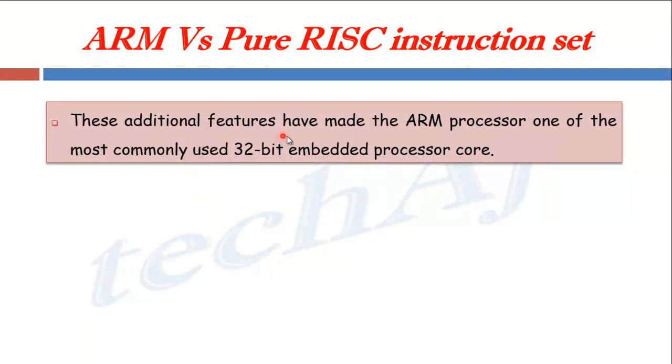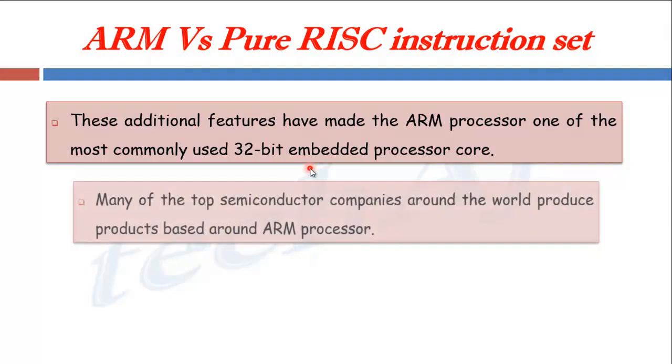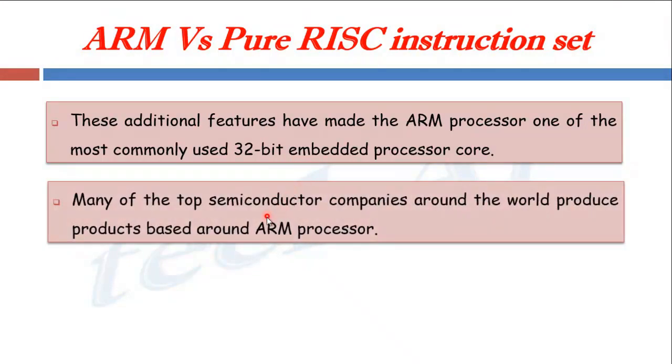These additional features have made the ARM processor one of the most commonly used 32-bit embedded processor cores. Many of the top semiconductor companies around the world produce products based on the ARM processor. So this is it about the instruction set of ARM and pure RISC processors.